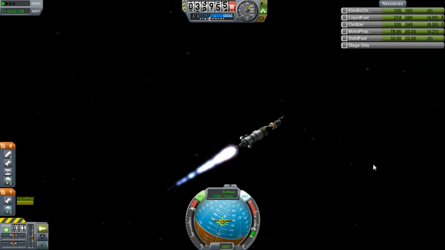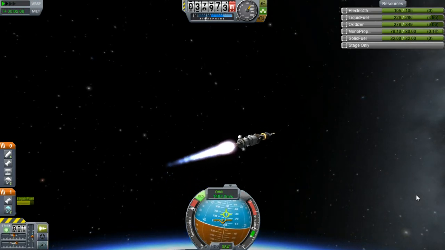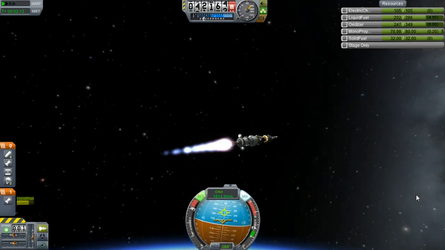Flame out. Stage clear. Roger, stage. Heading set.